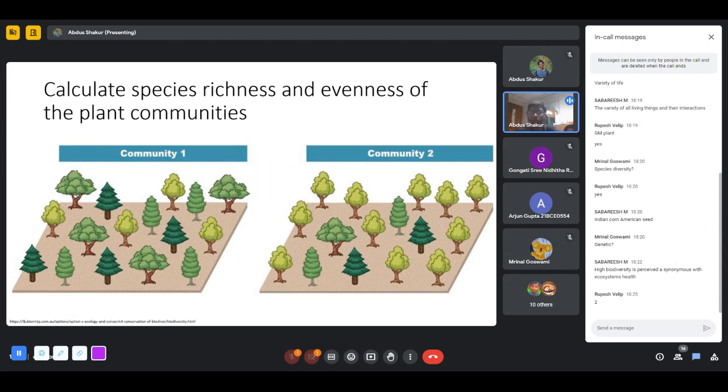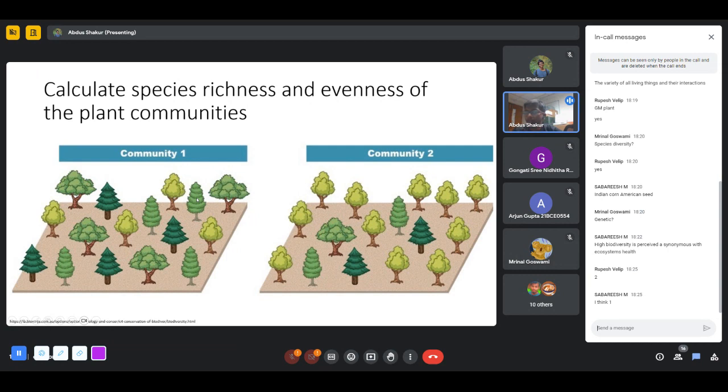For example, I can help you with one. Let's say this is one species. This is another species because the shape is different, and the color is different. I think you said the answer was two, which has the highest. Okay, I think you're answering for which community has the highest species. Okay.